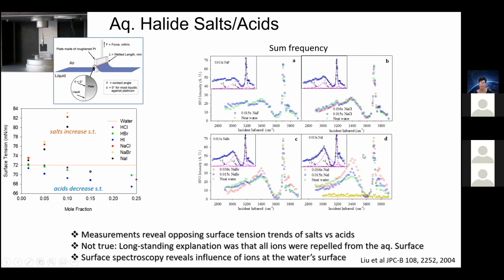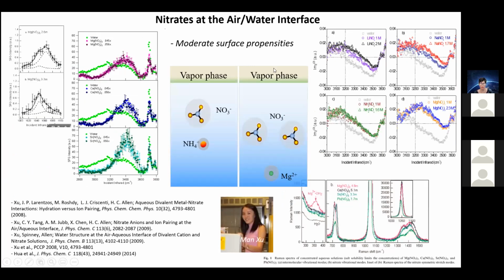So something's happening at the surface, even though the surface tension is giving us some other idea that salts or these ions should be repelled from the surface. But in fact, that's not true. So what I'm going to show you in just a couple slides, because this isn't the focus of this talk, but to set the stage, is these very simplistic cartoons basically are the take-home messages.